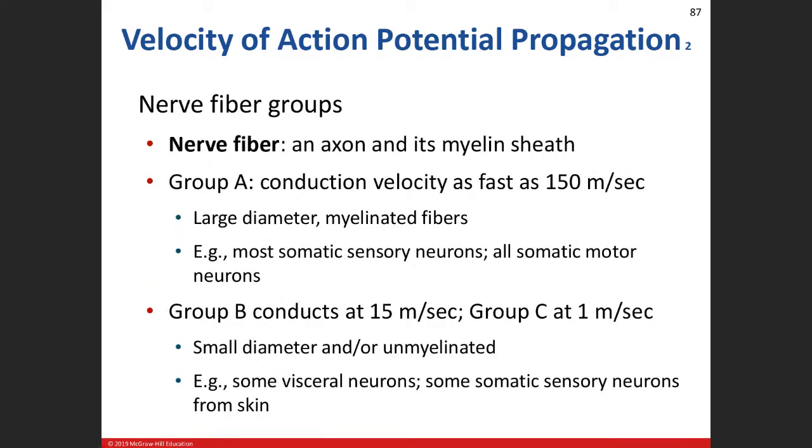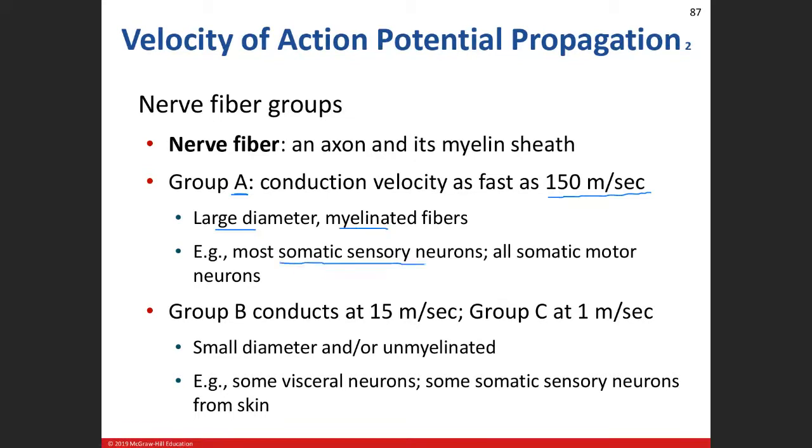All right, a couple different types of fiber groups. It's important to know when we're talking about Group A, Group B, Group C. Group A, these guys are the big dogs. You can see from their conduction speed, 150 meters a second. Man, that's fast. So we have to assume that these are the biggest and the fastest. They're going to have the largest diameter and they're going to be myelinated. This is nice to know.